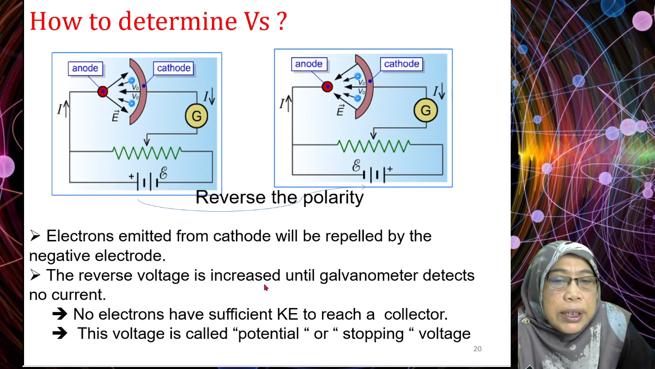The reverse voltage is increased until the galvanometer detects no current. The galvanometer or emitter detects no current, meaning that no electron has sufficient kinetic energy to reach the collector. No more electrons can reach the collector. So the voltage here is called the stopping potential or stopping voltage. So we can measure the stopping voltage.